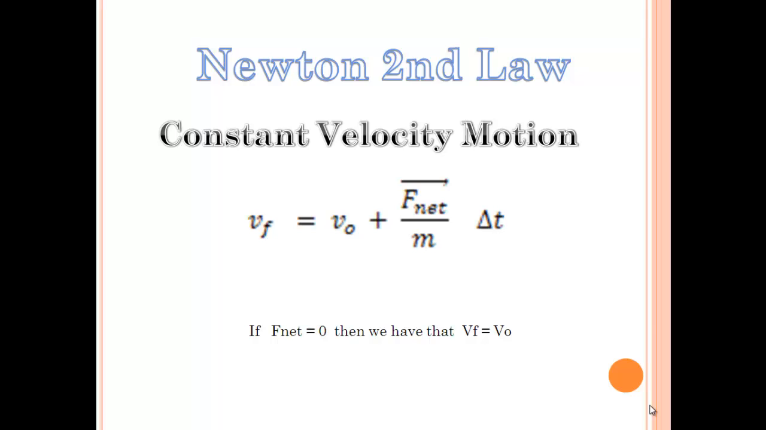So in this slide we have the equation from the video. This mathematical model is needed to get the final velocity, knowing the initial velocity and the net force that is exerted on the object. So if we have that F net is equal to 0, then we have that Pf is equal to Pi, the initial.